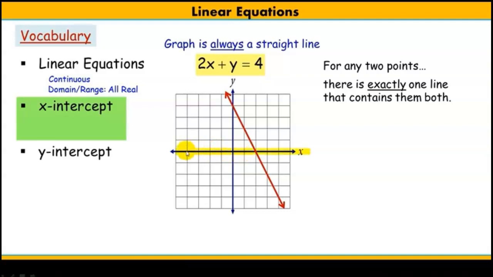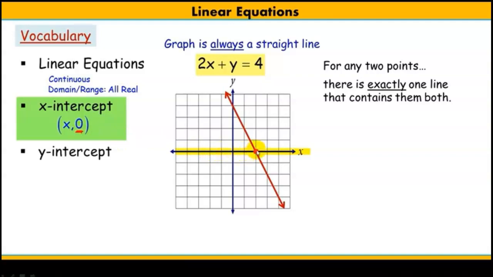There's one thing about the x-intercept. It'll be where the line crosses the x-axis, and notice that it crosses right here. But any single point that's on the x-axis, there's something they all have in common, and that is they all have a value of 0 for y. Every single point on the x-axis must have a y of 0.